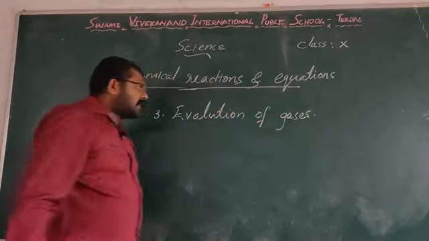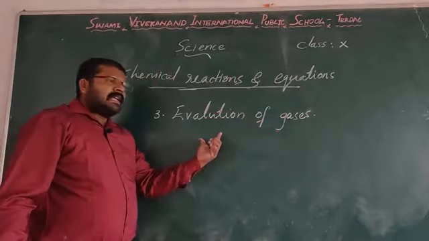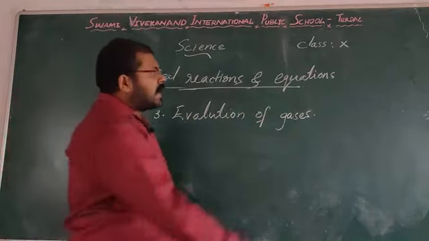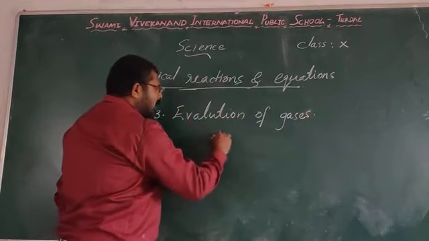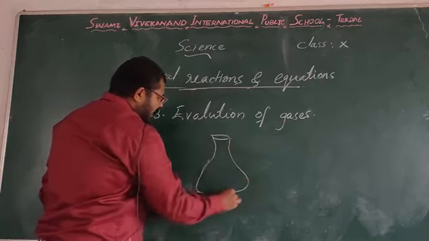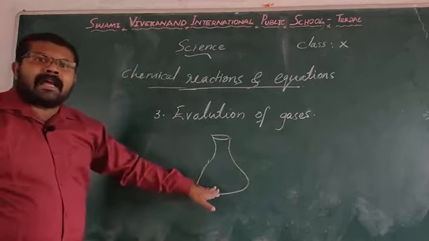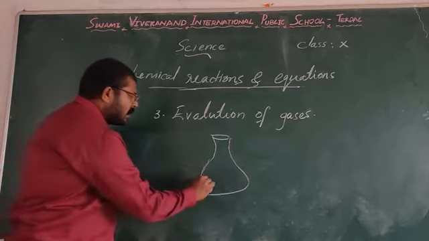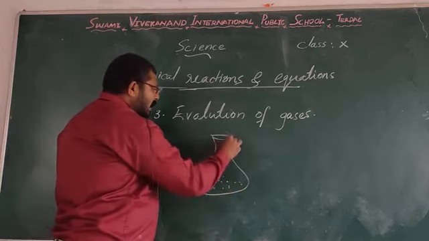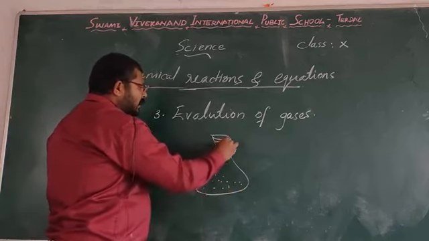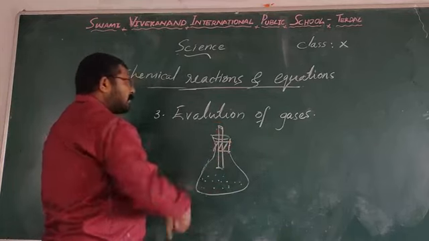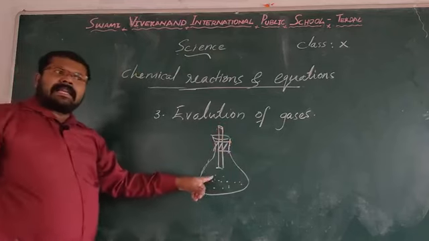Evolution of gases. For describing this, there is an activity which is mentioned in your textbook. For example, take a conical flask. Keep zinc granules in this conical flask, and cover it with a stopcock inserted with a tube. This is the setup you have to arrange for this chemical reaction.